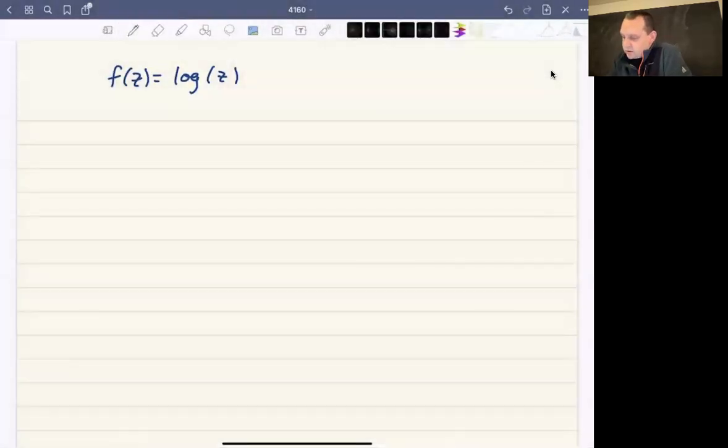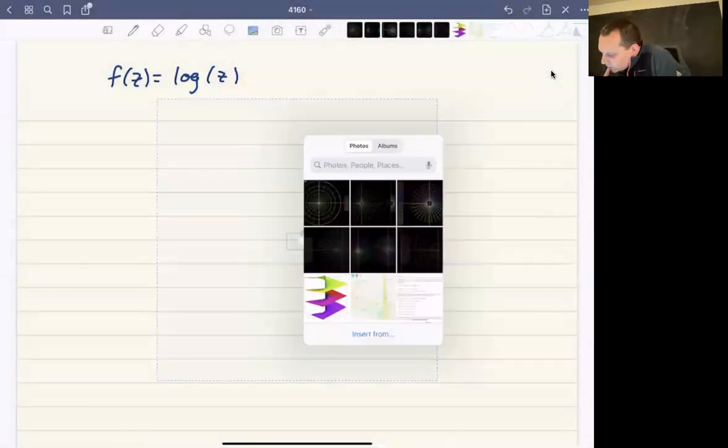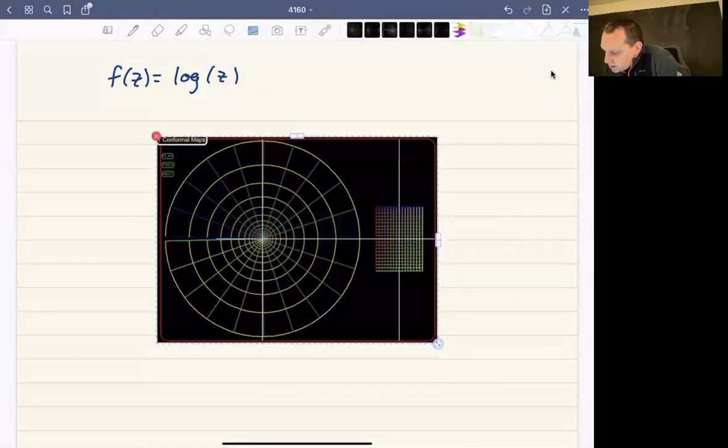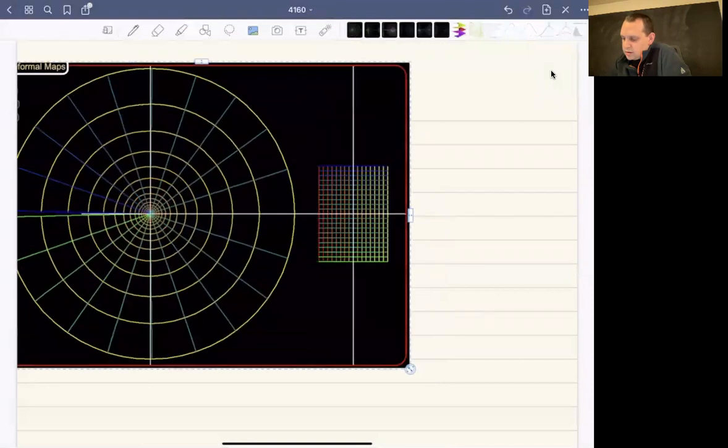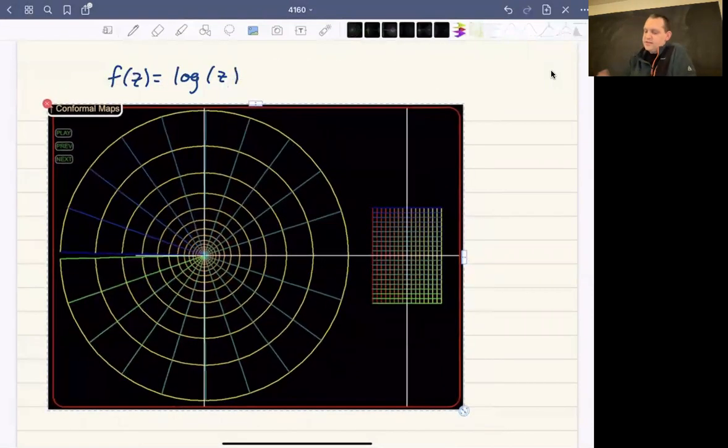So if we were to look at the logarithm, there we go. So there's our log function, f of z equals log z. Again, you're missing this little negative part of the real axis, and then it's going to map that back to the real value z. Okay, so that's the log function.